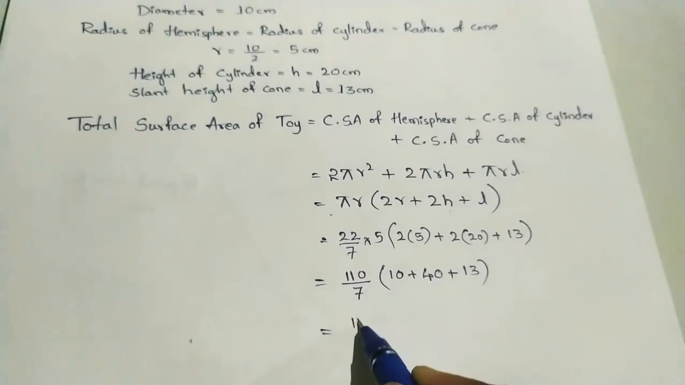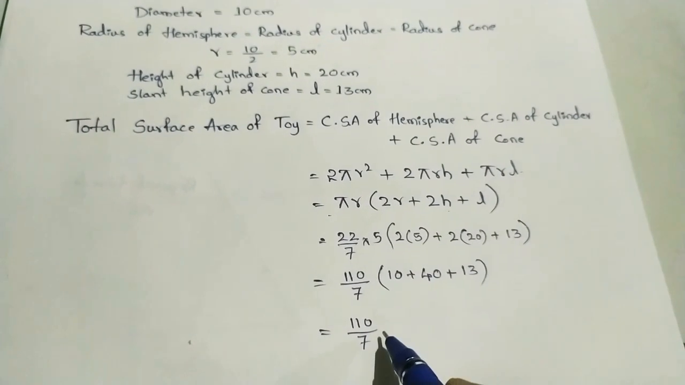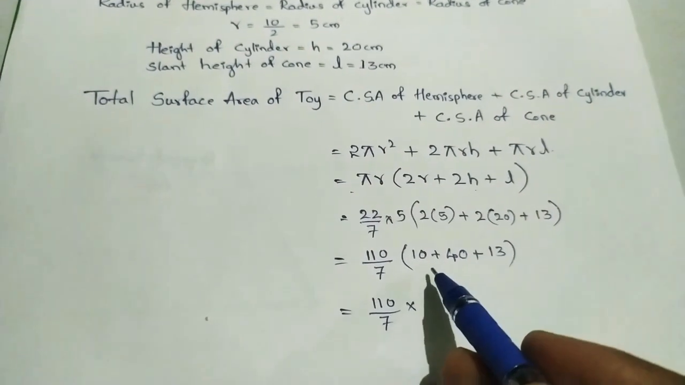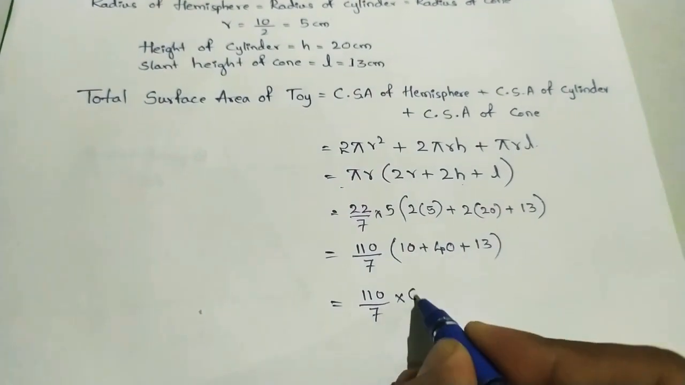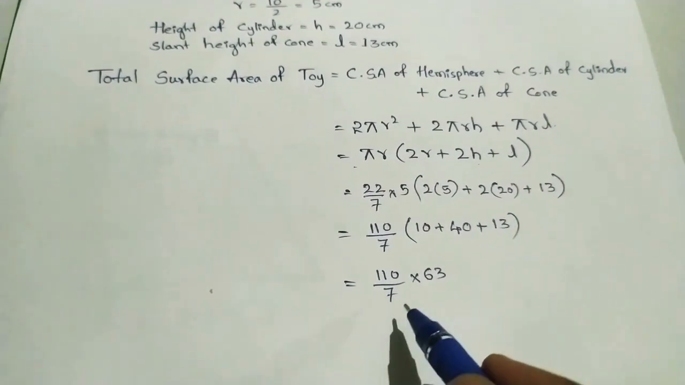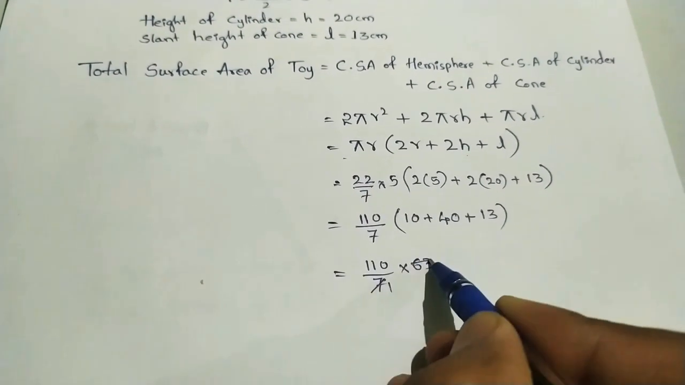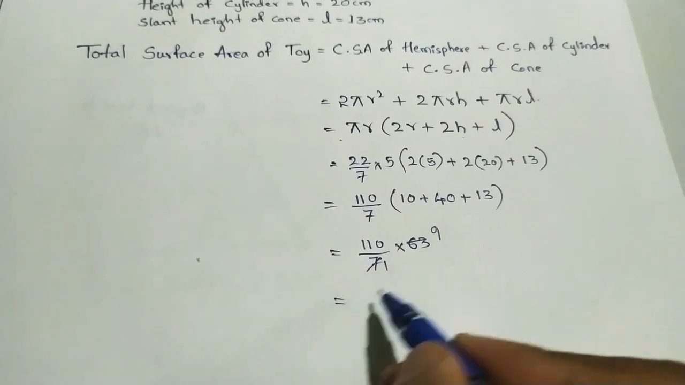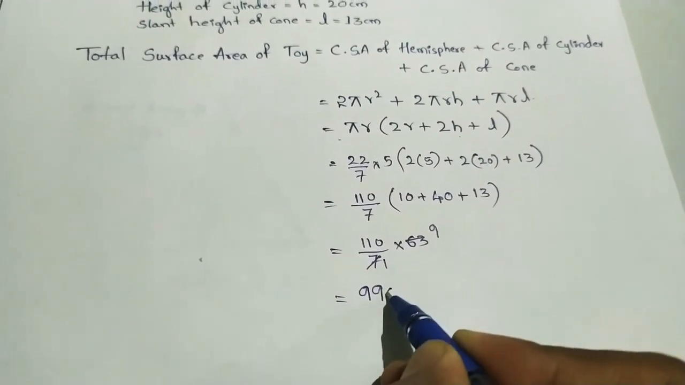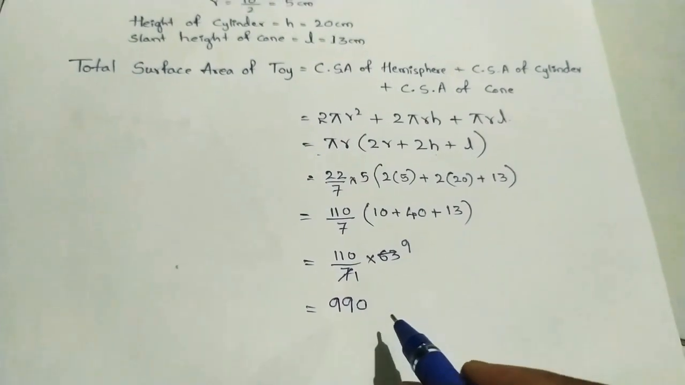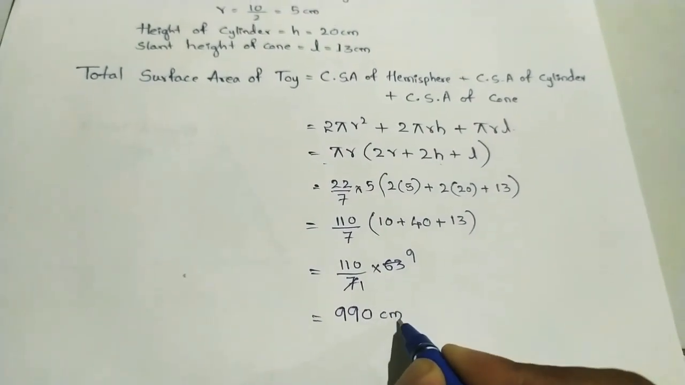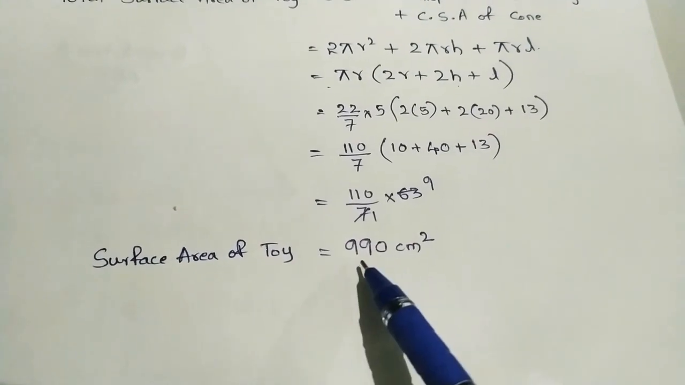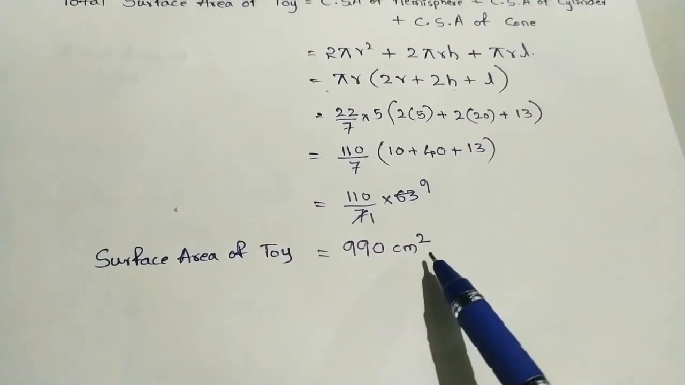So first you open the bracket, 110 by 7 into, in the bracket how much is there? 10 plus 40 plus 13, it will be 63. Now you cross divide them. 7 ones are 7, 7 nines are 63. So here we will get 110 into 9, it will be 990. It is surface area, so the unit will be centimeter square. So the surface area of the toy will be 990 centimeter square.